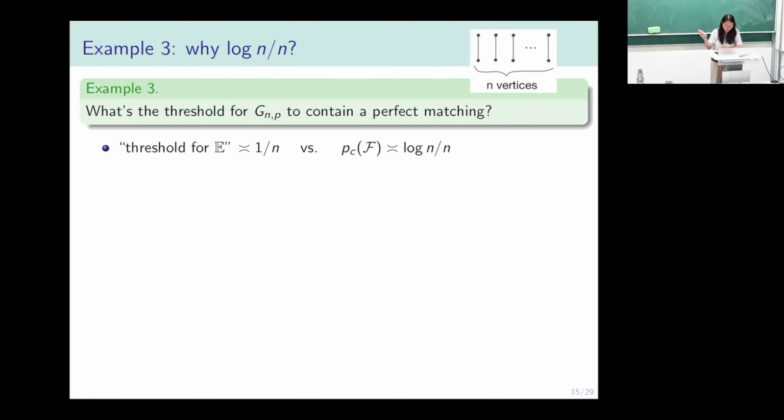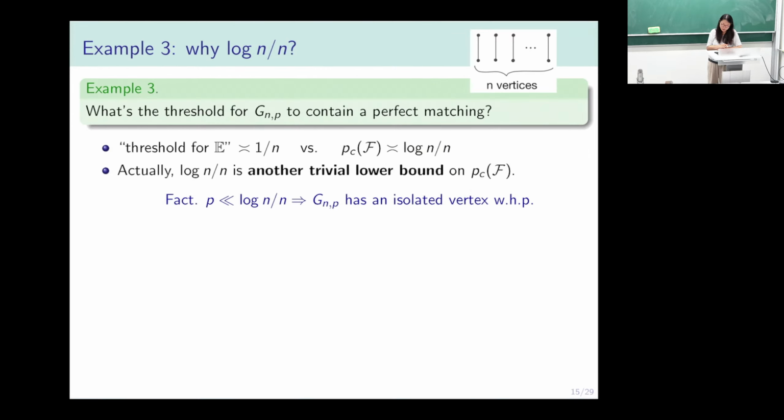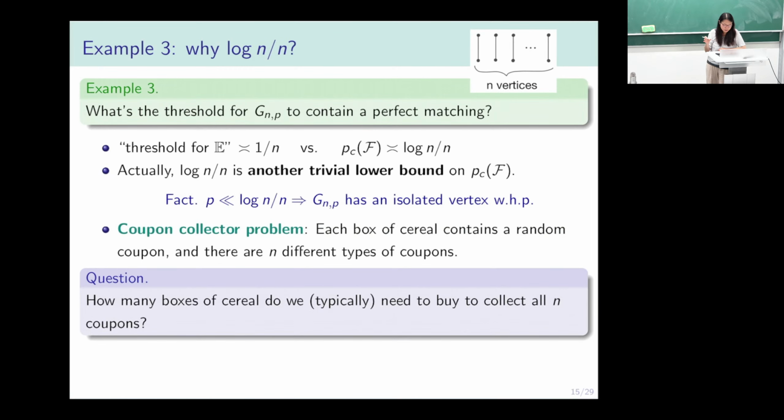So let me remind you where we are. The threshold for the expectation this time was 1 over n, but the actual threshold was log n over n. And actually, this log n over n is not something mysterious, but this is another trivial lower bound on the threshold. And this is because of this fact that if p is much smaller than log n over n, then typically G(n,p) has an isolated vertex. And if there is an isolated vertex, then of course there is no perfect matching, right? So this is another trivial lower bound, and this is basically because of the coupon collector behavior of the random graphs. So let me remind you what coupon collector problem is.